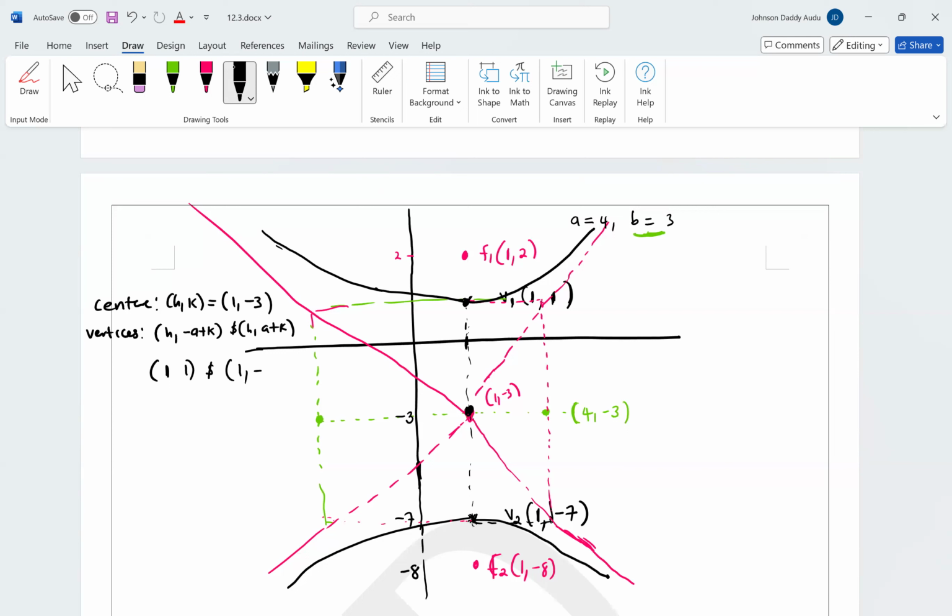And then 1 and what? Minus 7. So these are the two vertices, V1, V2. Then you can find your foci. H is still fixed, so it's still going to be 1. And then, as you can see, F is what? It's going to be 1, 2, and 1, minus 8.